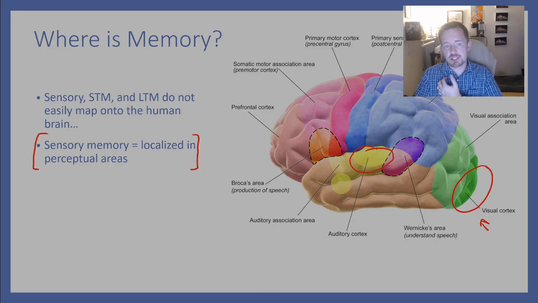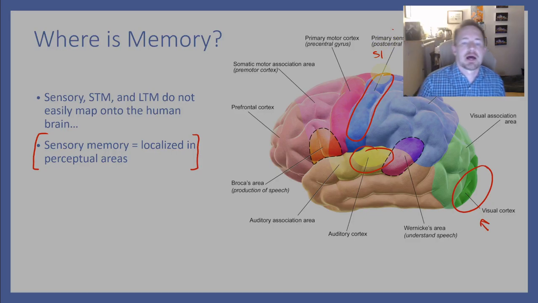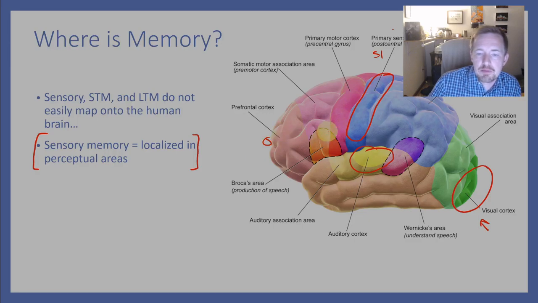For touch, so remembering the texture of something or remembering a certain kind of pain, that would likely be somewhere over here in the parietal lobe, in S1, the primary sensory cortex. If we're talking about smell, good chance it'll be in the olfactory bulbs over here, but also over here in the olfactory cortex.